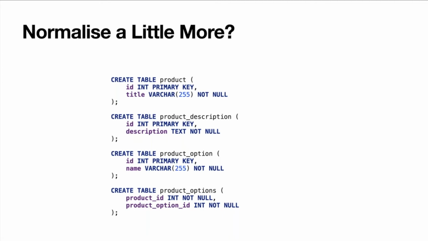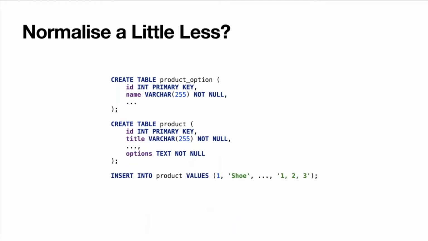What's the reason here? Or why don't we go the opposite way and say, we're going to normalize this a little less? So we're going to have our product option, obviously. We're also going to have a product, but instead of having a join table, we're just going to use an options column of type text and put in a bunch of comma separated IDs in there. So, I mean, why not do that? It might just work for a use case, right?